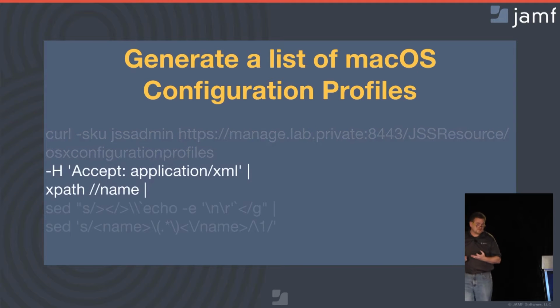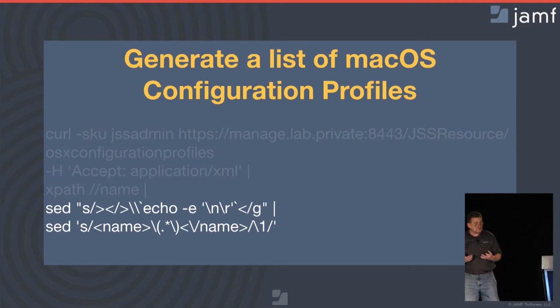We can get back either XML or JSON as far as the data. So I'm going to specify in the header that I want XML. We're going to pipe that to xpath, which is also a built-in command on macOS. I'm going to look for the name tag. I want to format the data so it looks somewhat nice, so a little bit of chicken scratching, really. I'm going to insert some new lines so that everything isn't on one line, and then also take out the name tag.